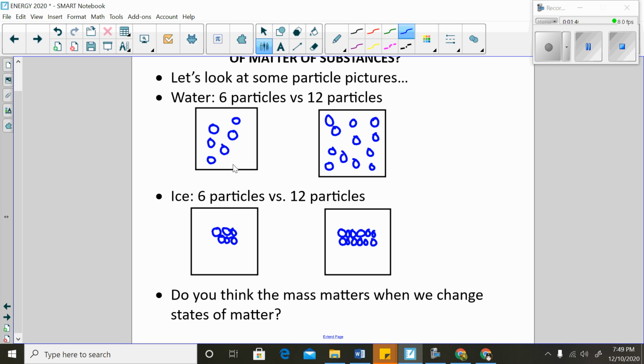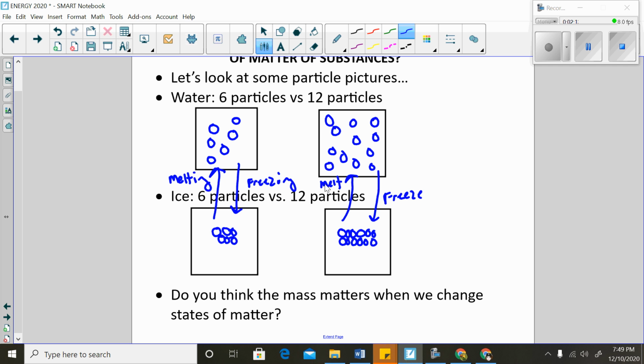So 6 particles of water to 6 particles of ice. So this is freezing, right? Or you could reverse it. 6 particles of ice going to 6 particles of water, which is melting. Okay, versus the 12 particles. So what if you had 12 particles that you were trying to freeze into ice? Or what if you had 12 particles in an ice cube and you were trying to melt that?